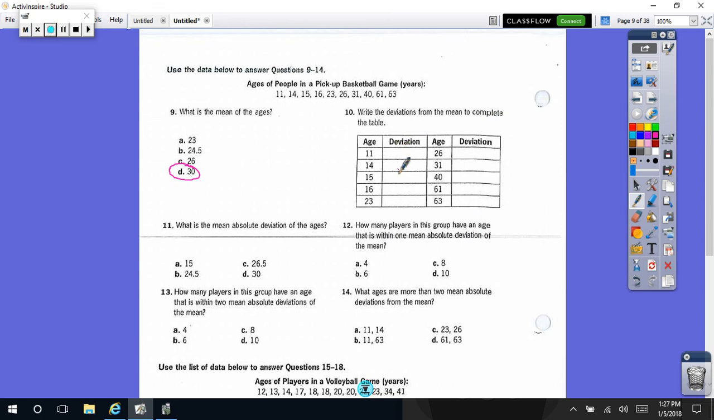So now let's fill in these deviations. Remember, the mean of 30 minus each one of these data points. Go ahead and jot these in real quick. Always positive, don't forget that. Because 30 minus 61 would actually give you a negative 31. But we want it to be a positive number.